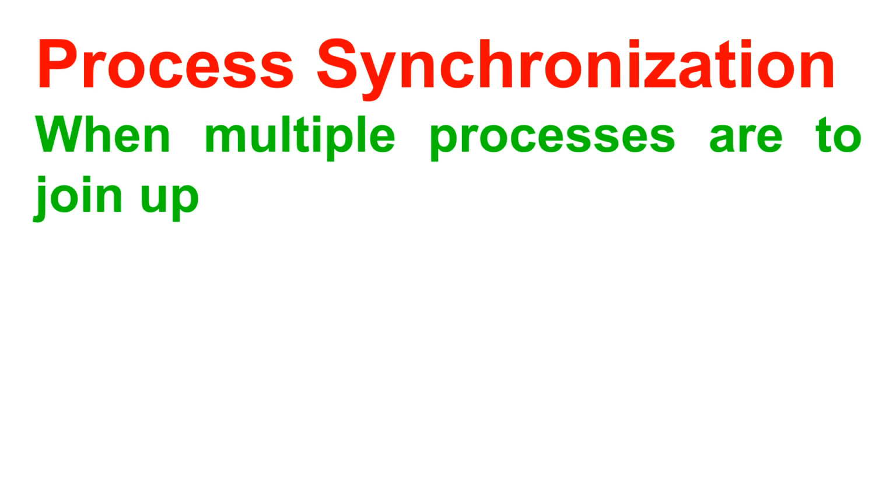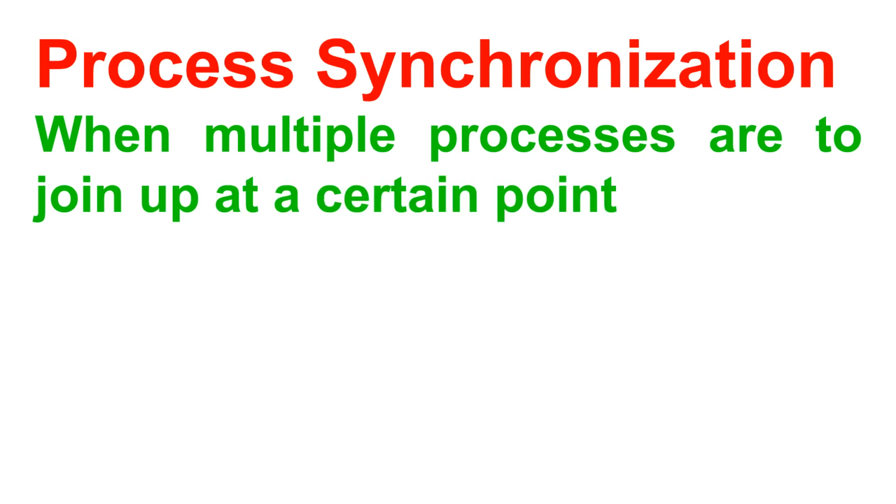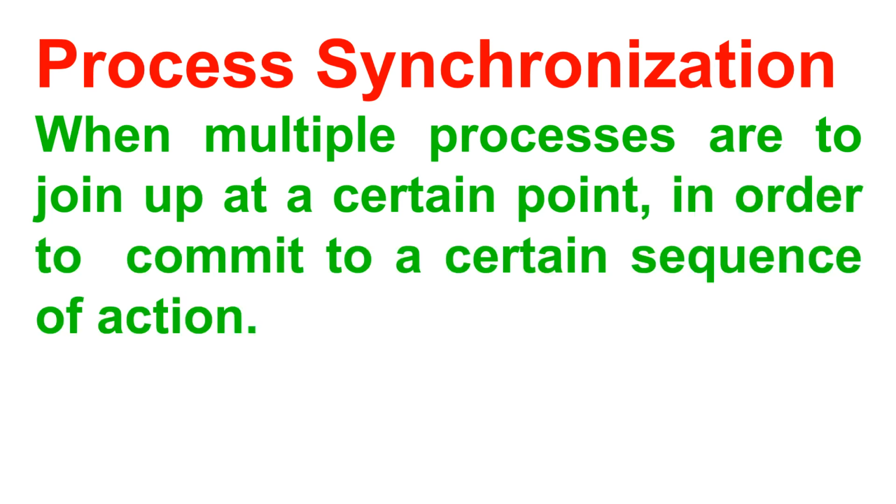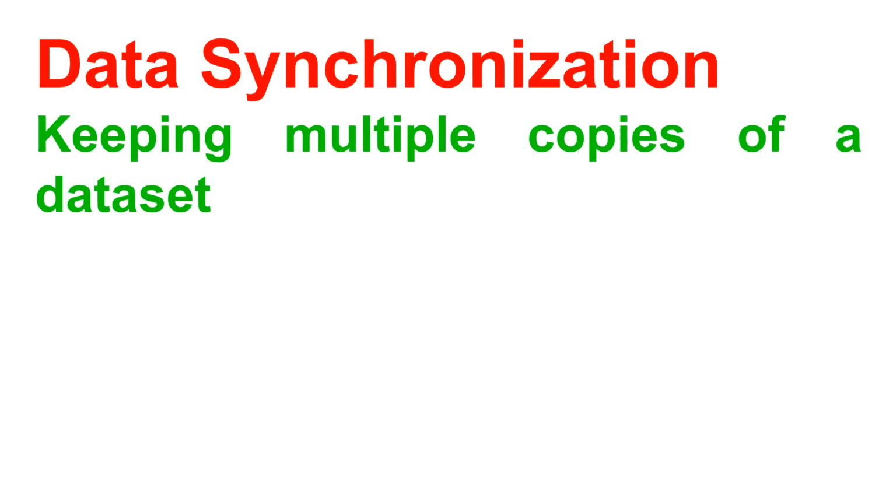In process synchronization, multiple processes are joined at a fixed point. Here, when multiple processes are to join up at a certain point in order to commit to a certain sequence of action, then such a situation is called process synchronization.